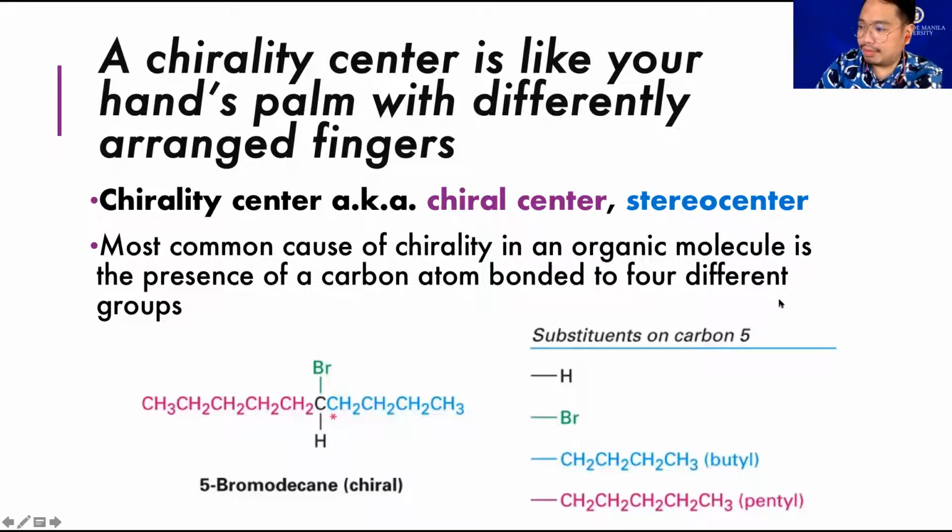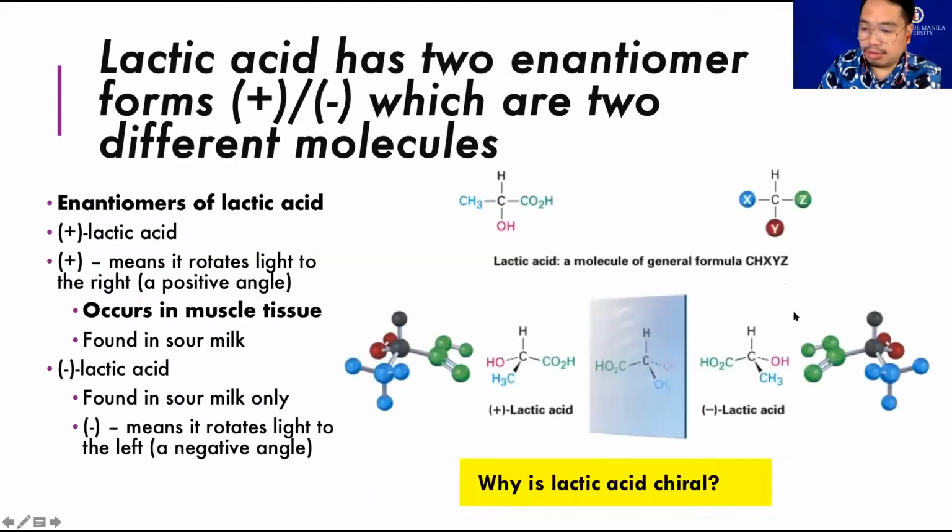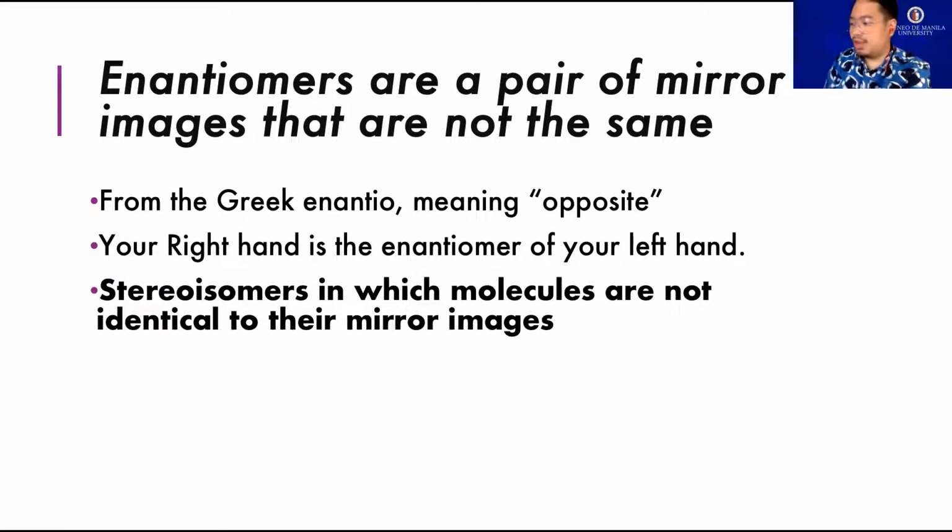Now, we also introduced another term to describe the relationship between molecules that are different from their mirror images, which means it's the relationship of your right hand and your left hand. And that relationship is that these are enantiomers of each other, or the relationship itself is called enantiomerism, which again is a type of stereoisomerism.